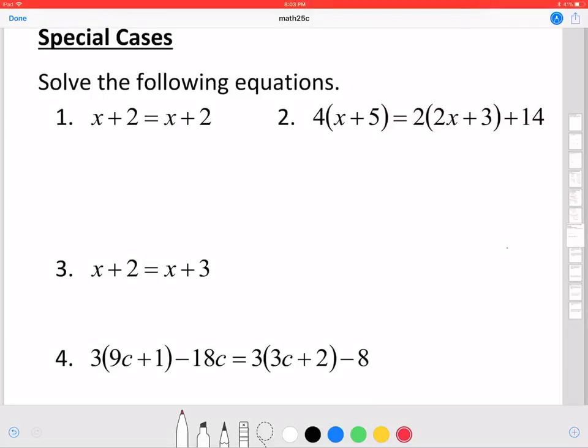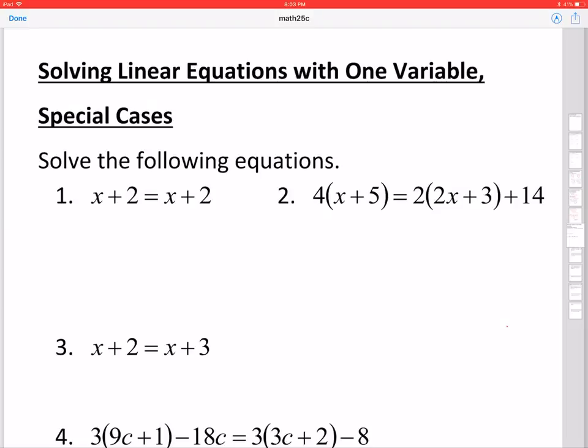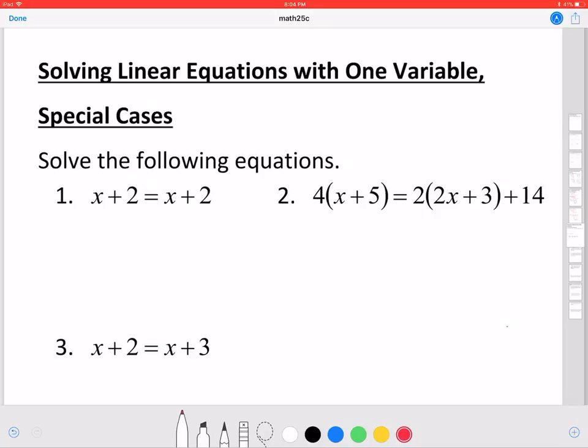Alright, in this video, we will continue to discuss solving linear equations with one variable, but here we will talk about what we call special cases. Some special cases, well, two of the problems here, number 1 and 3, will be relatively obvious. So let's look at number 1.